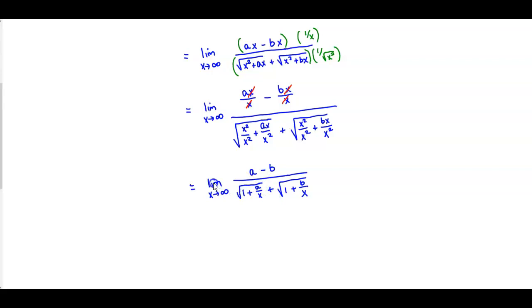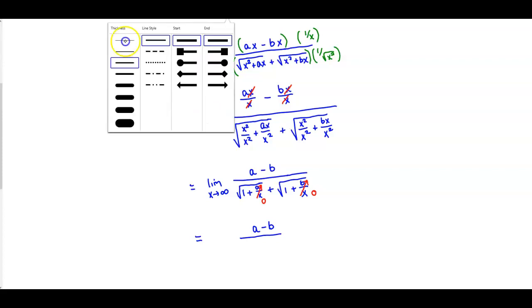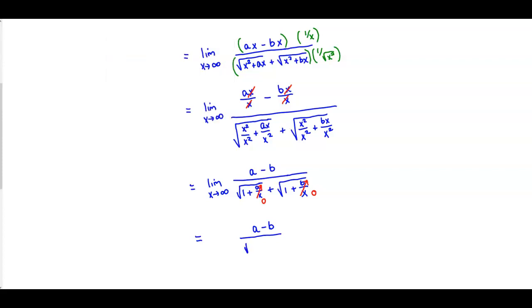So now what we want to do is find the limit as x approaches infinity. If a and b are constants, what we have left in the numerator is a minus b. And then we see that a over infinity here is going to give us 0, and b over infinity is going to give us 0, and the ones are going to stay the same because those are constants. So we end up having the square root of 1 plus the square root of 1. Well, that becomes a minus b over 1 plus 1, which is equal to a minus b over 2.